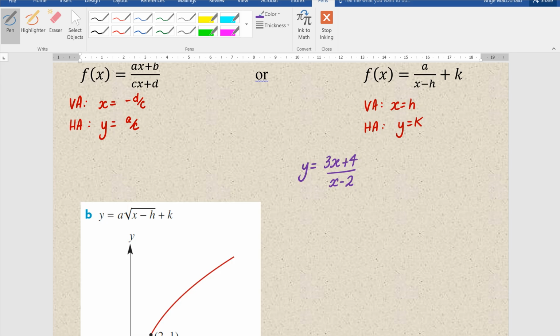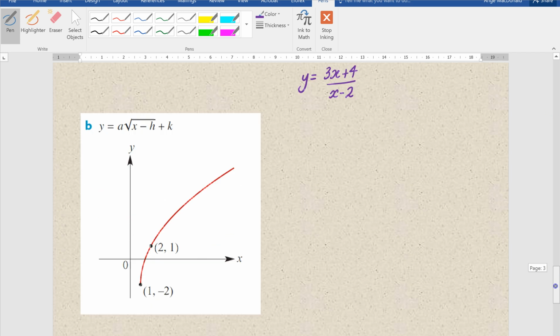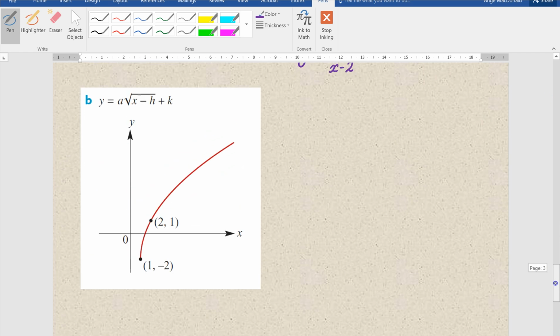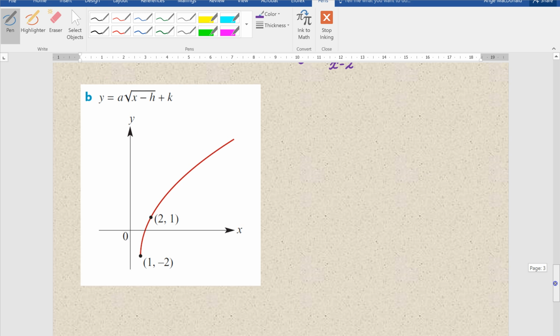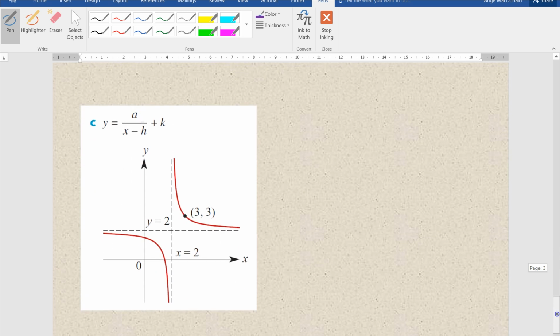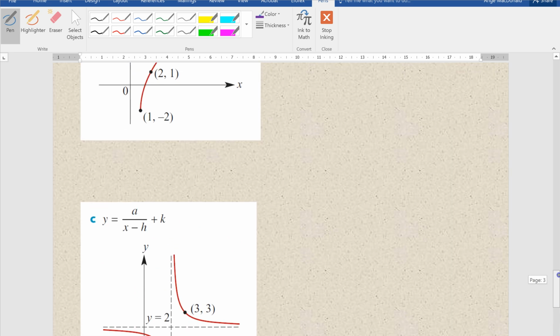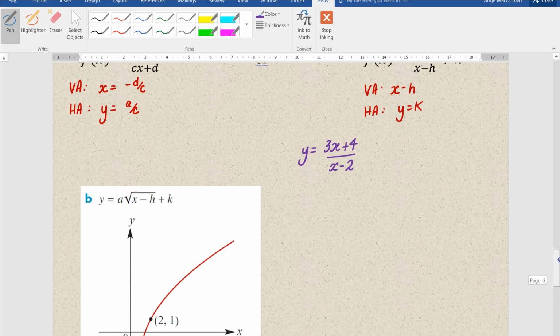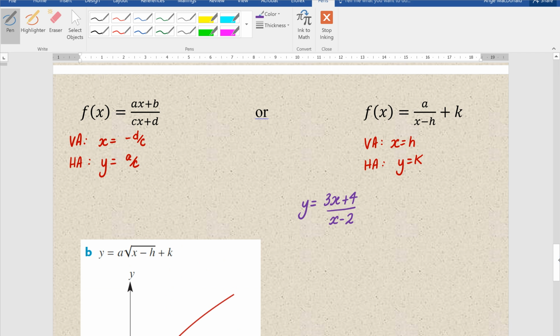Okay, and just towards the end now, question 14, it's asking you to find the values for a and h and k just from looking at these graphs. I'm actually going to do c first, and then we'll go back and do b. So in order to do c, I'd like to remind you about our expressions here.